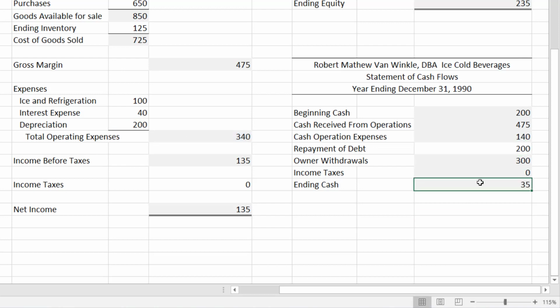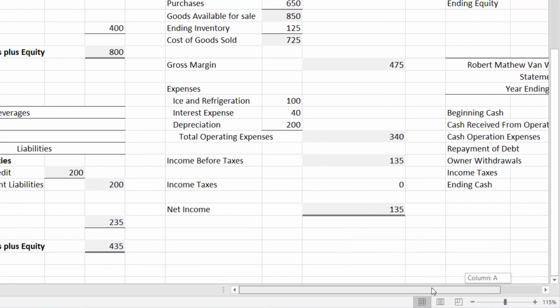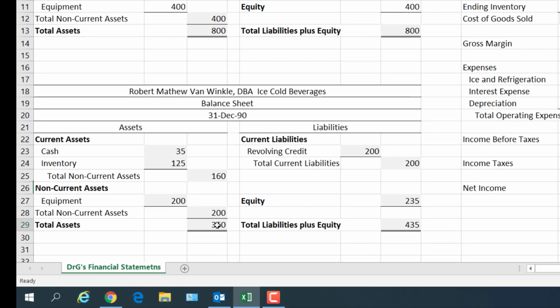And hey, that's good news. We now have positive ending cash. Let's scroll over and see if our balance sheet balanced. Uh-oh, the balance sheet still didn't balance, which means we've got some mistake somewhere else in this document. Let's see if we can figure out where it is.